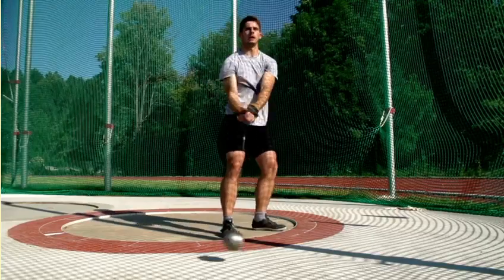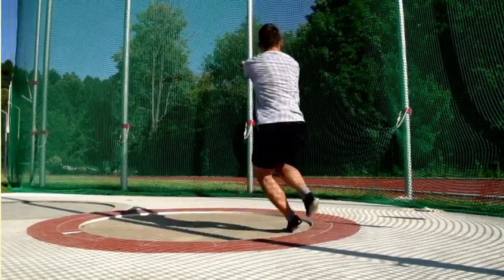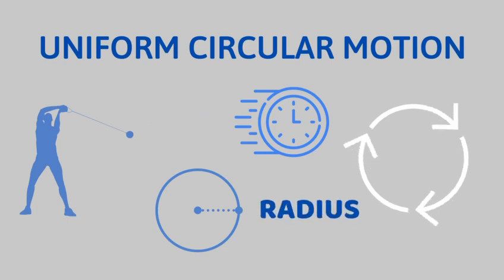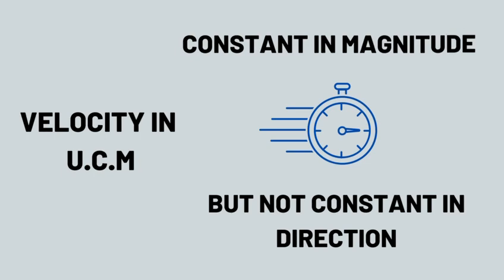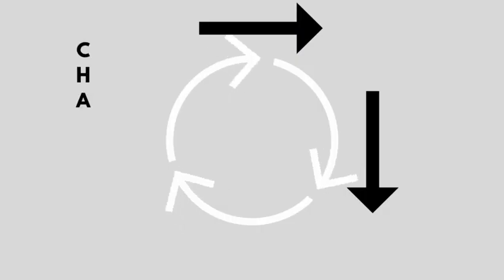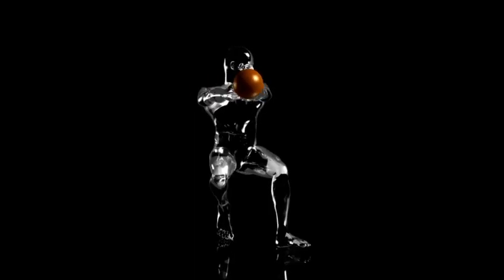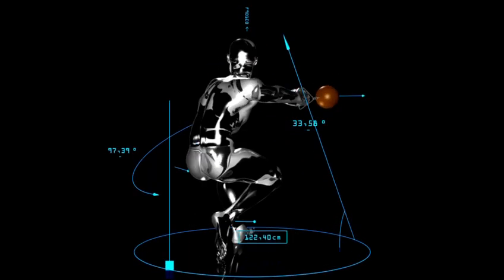First, we need to know that the movement the hammer makes is known as uniform circular motion, which occurs when an object moves at a constant speed and a constant radius along a circular path. Even though the velocity of uniform circular motion is constant in magnitude, it's not constant in direction. It's always changing. This means that there is acceleration and there must be a force acting on the object undergoing circular motion. This is when the athlete has to use these concepts in his favor.